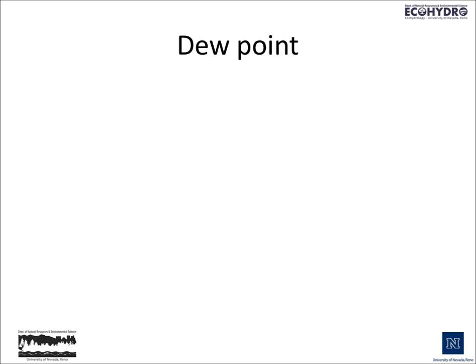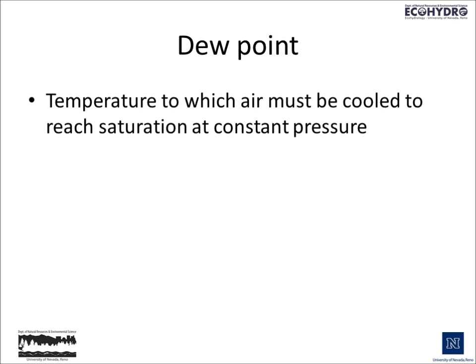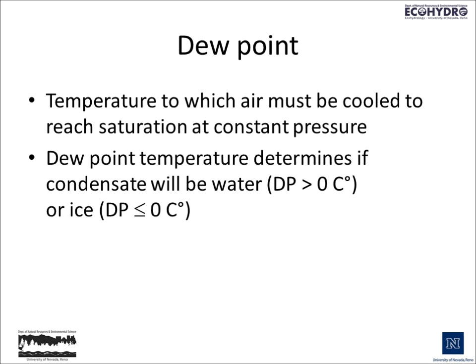What is the dew point? The dew point is the temperature to which air has to be cooled to reach saturation at a constant pressure. The dew point temperature determines if the condensate, or the condensed water, will be water. Here the dew point has to be greater than 0 degrees centigrade. There the dew point is less than or equal to 0 degrees centigrade, or freezing, or ice.